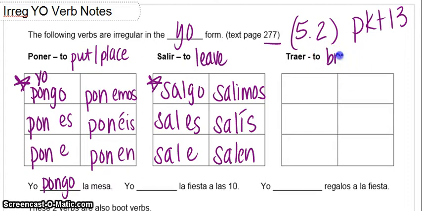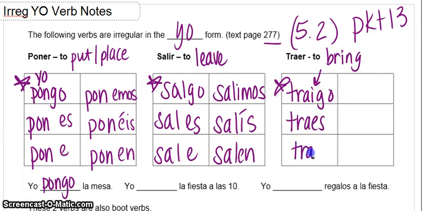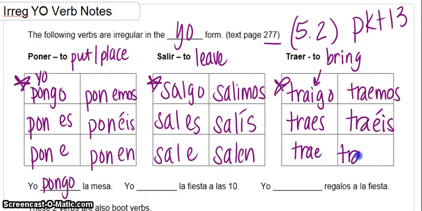Traer, same thing. Traer, to bring, as in the waitress brings all of your food on a tray, so that's why it's traer. Again, it's irregular. It's not going to be trao, but you got it. Traigo. That one's irregular not only because you have the go, but also because you have an I. Then it's going to be normal. Traes, trae, traemos, traéis. Make sure you have the accent on your E because you have three vowels right next to each other. And then traen. Muy bien. Yo traigo regalos a la fiesta. I bring presents to the party.